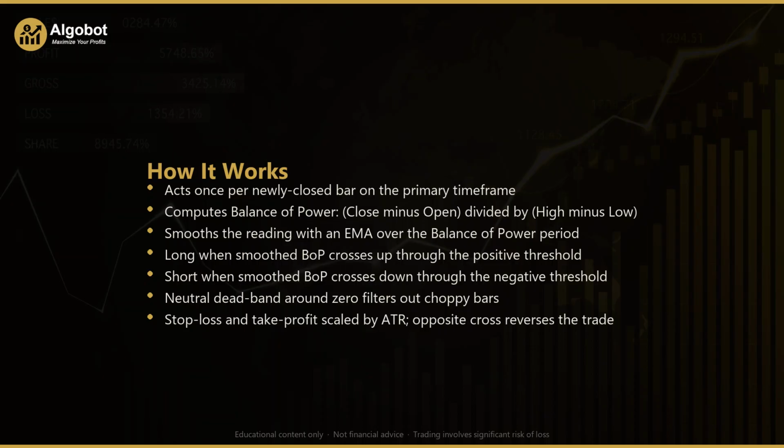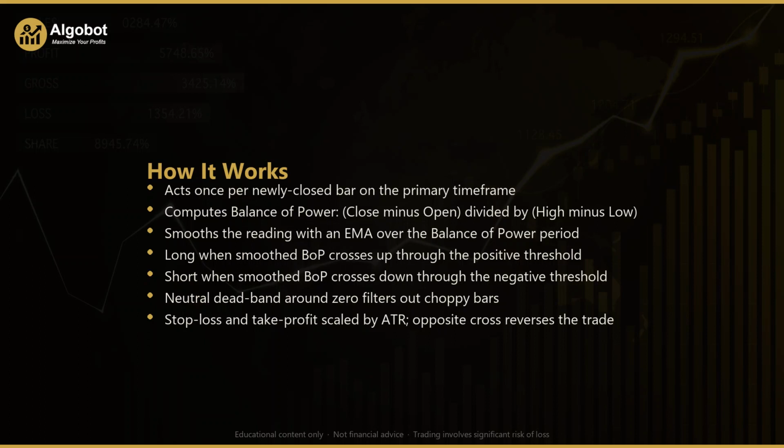First, the expert advisor works on closed bars only. It waits for each new candle to form on your chart, and then it looks back at the bar that just finished. This matters because it means every decision is built on complete, settled data rather than a candle that is still moving. For that just closed bar, the strategy calculates balance of power, taking the close minus the open, divided by the high minus the low. It adds that value to a rolling window and smooths the whole series with an exponential moving average, using the balance of power period, which defaults to 14. That gives it one smoothed reading for the current bar and one for the previous bar.